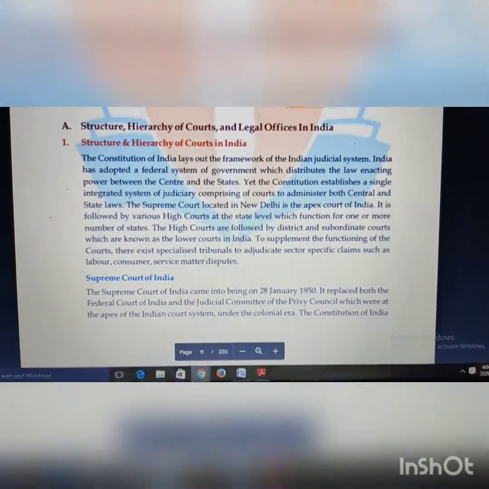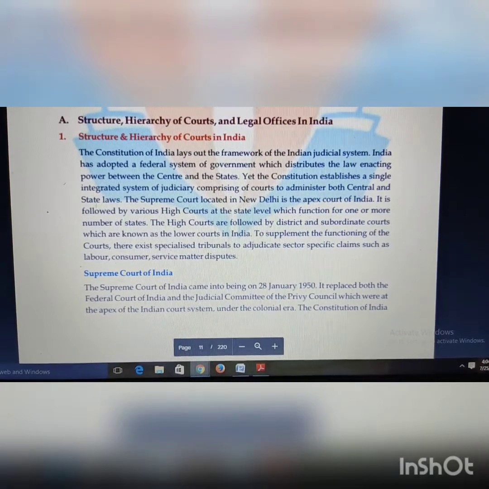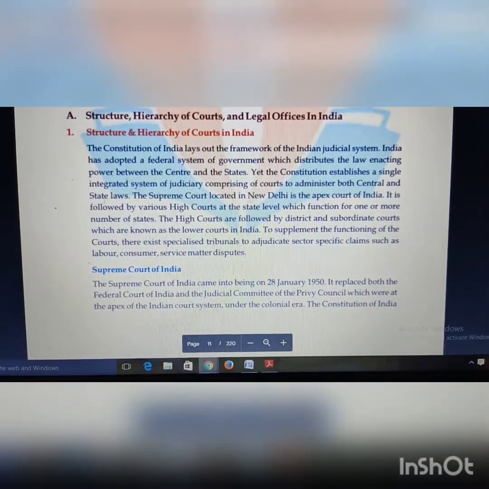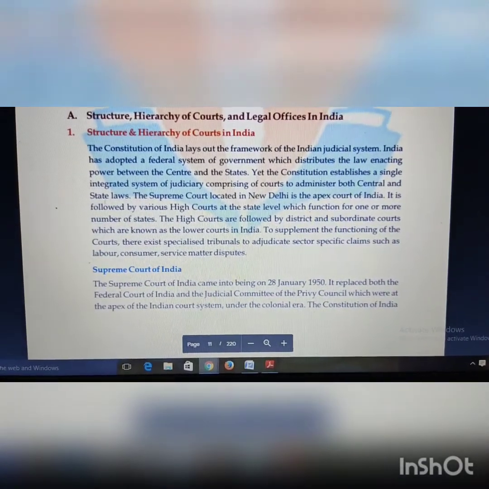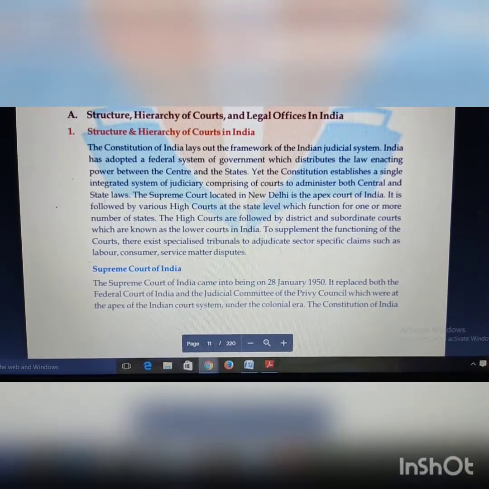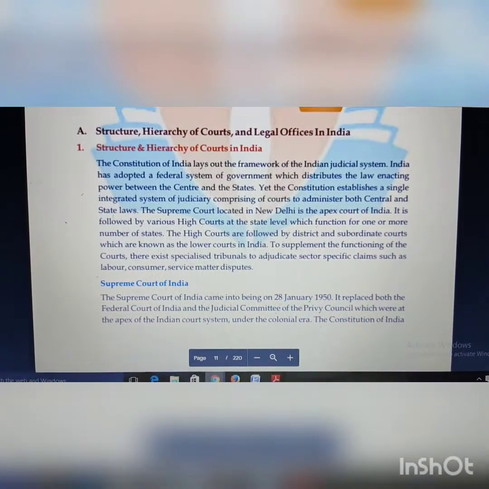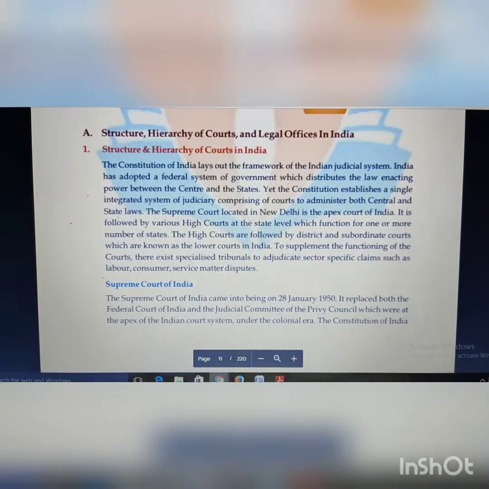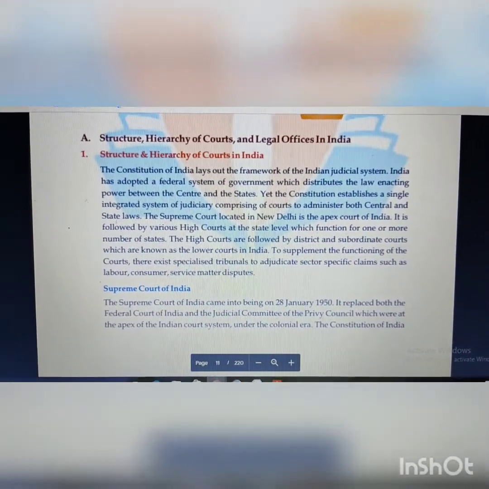Now comes the Supreme Court of India. The Supreme Court of India came into being on 28 January 1950. It replaced both the Federal Court of India and the Judicial Committee of Privy Council, which were at the apex of the Indian court system under the colonial era when the Britishers ruled us. At that time, there was nothing called the Supreme Court of India.